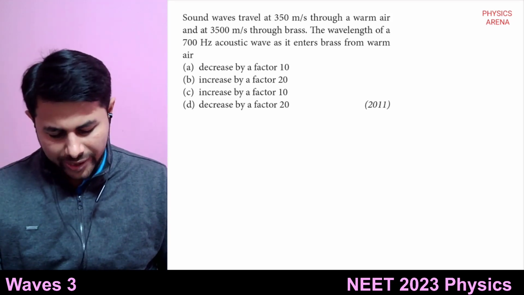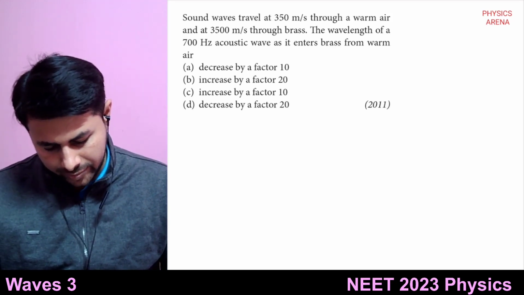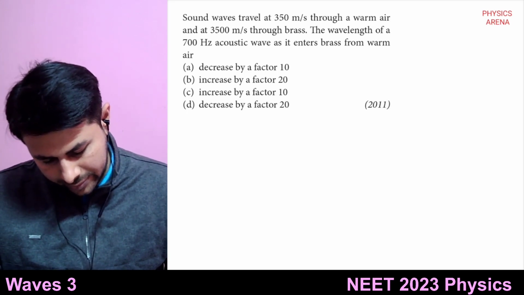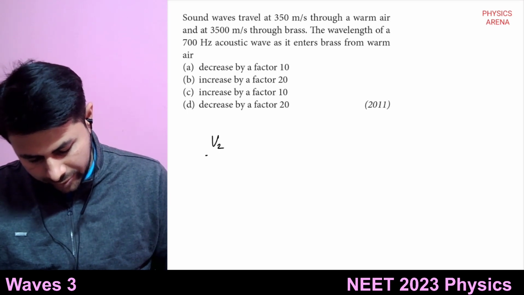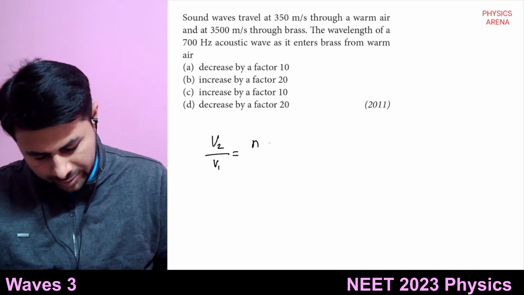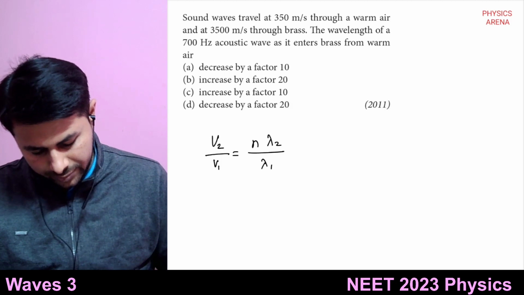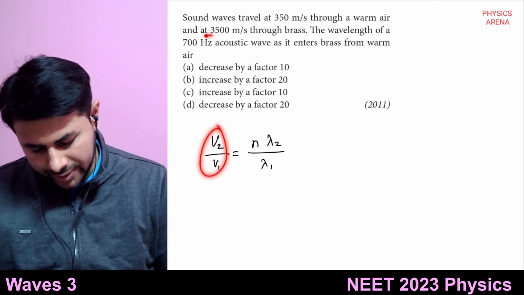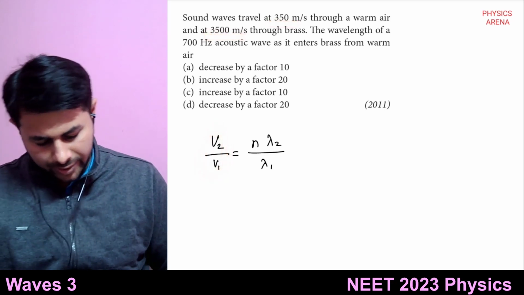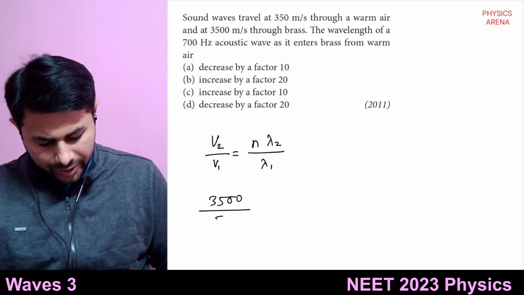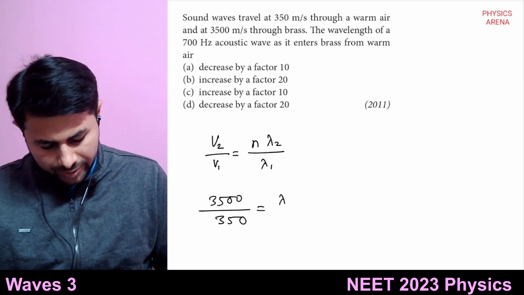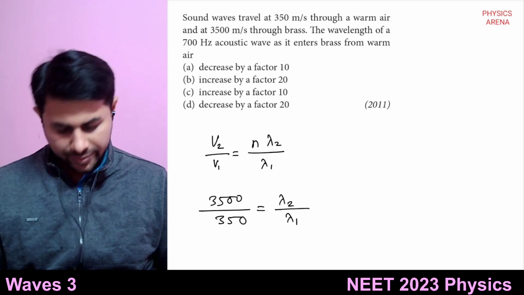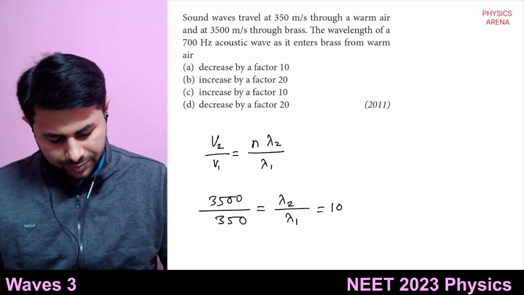So first we have to find out the wavelength. V2 upon V1 is equal to n times lambda 2 by lambda 1. So what is the ratio of speeds? It is 3500 by 350. So 3500 divided by 350 is lambda 2 by lambda 1. That is 10. So this is equal to 10.